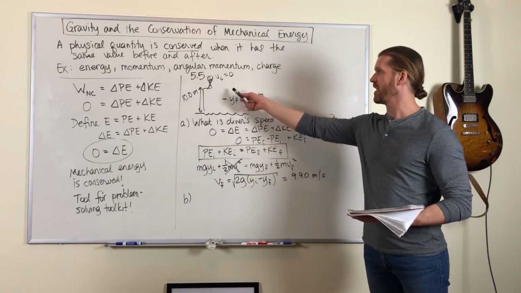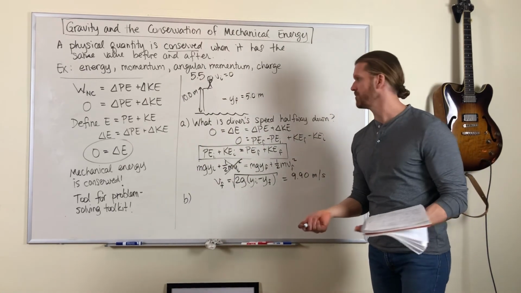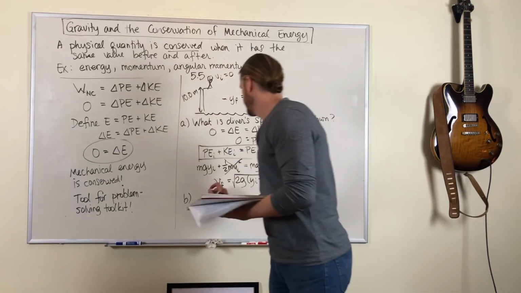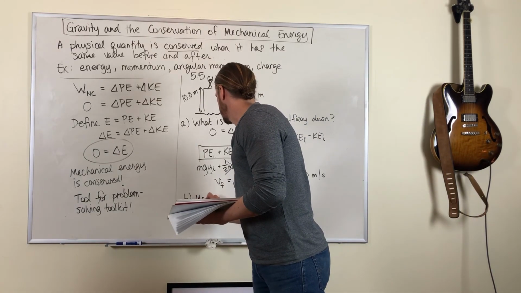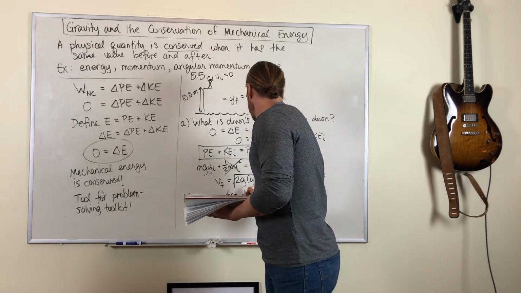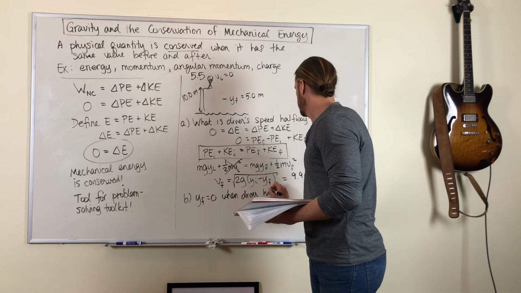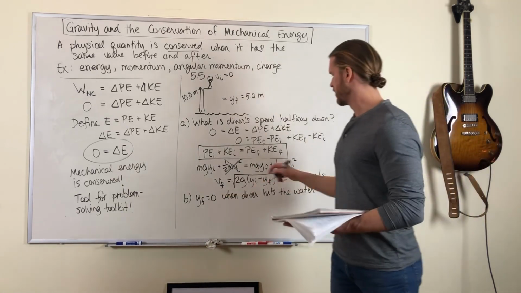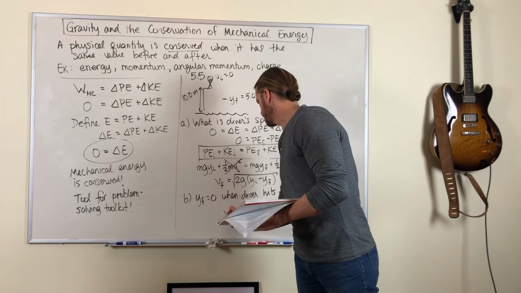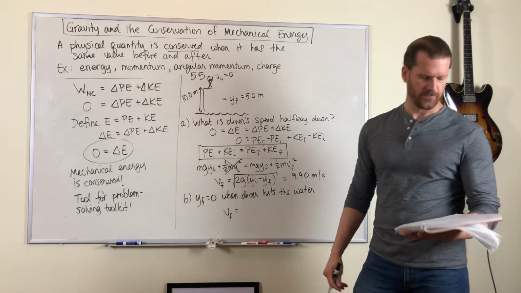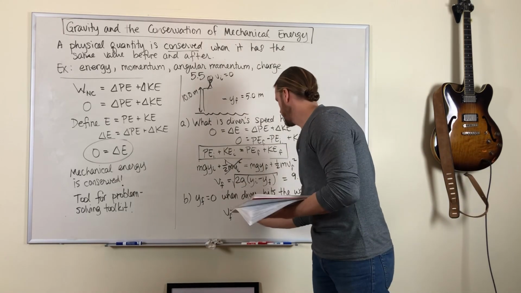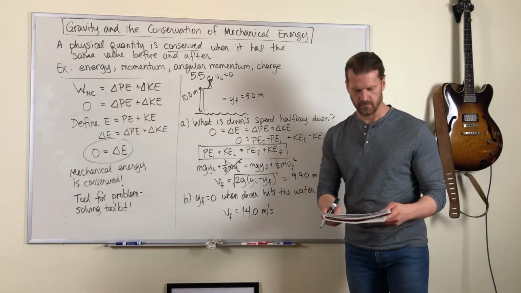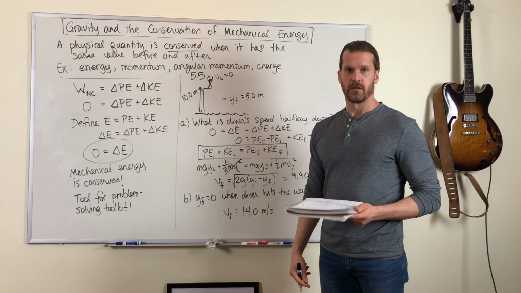Okay, part B. Now let's ask how fast is the diver moving when they hit the water, and we can use our same equation, just now with y final equals 0. So when you plug in y final equals 0, you find that the final speed when hitting the water is 14 meters per second. I'll do another example in the next video.